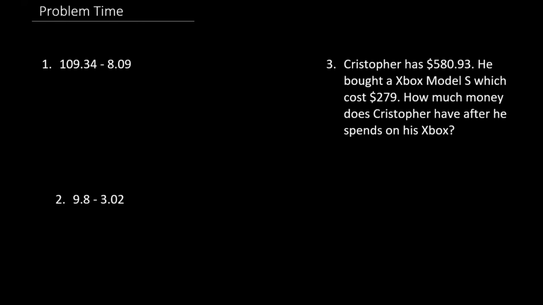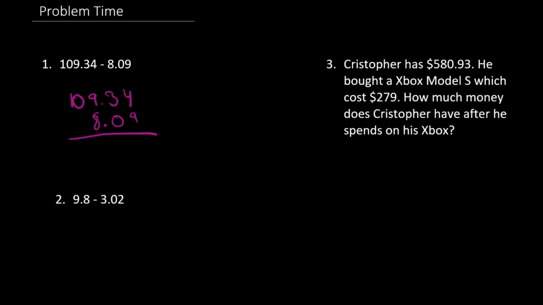The first one says 109.34 minus 8.09. So let's start off by writing 109.34. Now write down the decimal point under the first decimal point, and then you can just write 8 over here and 09 over here. Let me change the color.